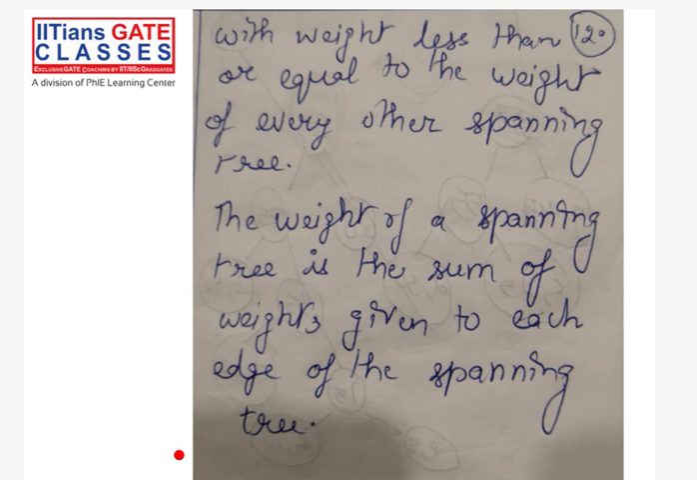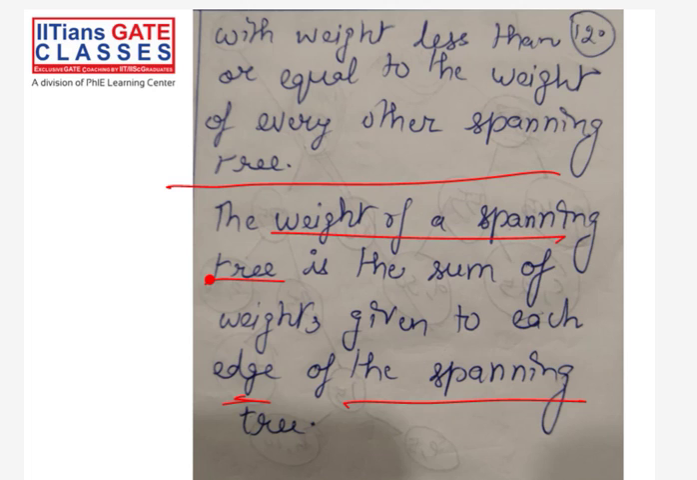All right, okay. So now, given that this is the condition, the weight of a spanning tree is the sum of weights given to each edge of the spanning tree. So basically, whatever weight you give to each edge of the spanning tree, you sum up all those weights, and whatever final answer you get, that is the weight of the spanning tree. Okay, this is how you can calculate the weight of any given spanning tree. All right, so this is the basic.